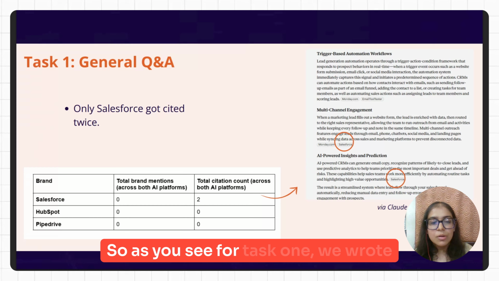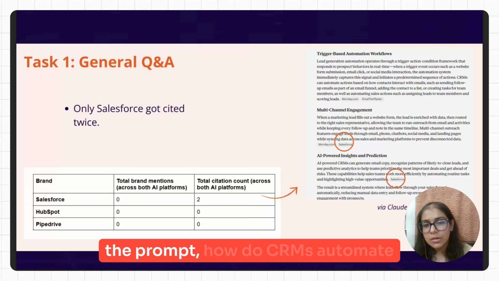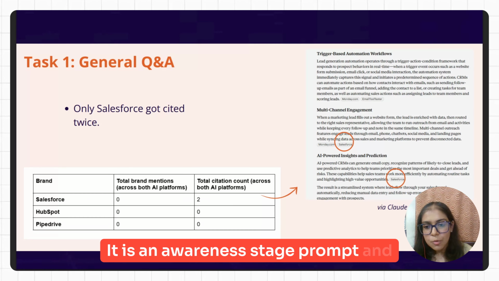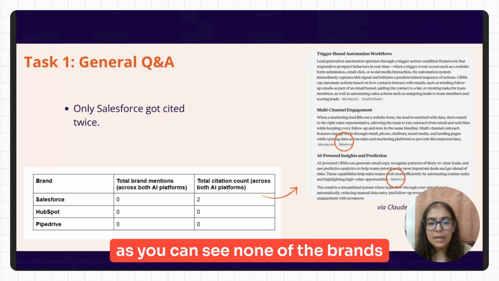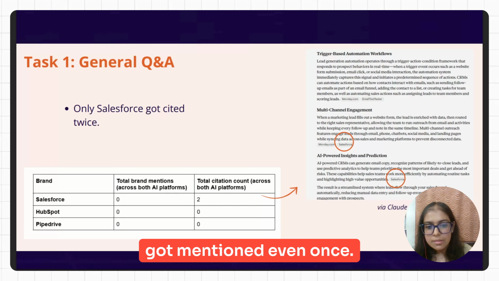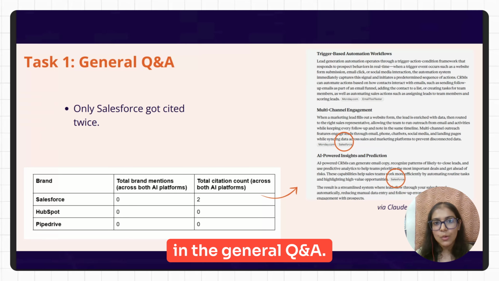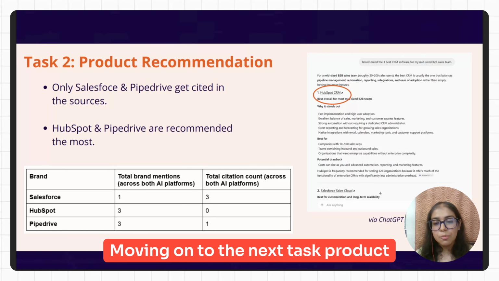So as you see, for task 1, we wrote the prompt, how do CRMs automate lead generation? It is an awareness stage prompt, and as you can see, none of the brands got mentioned even once. However, Salesforce got cited twice in the general Q&A. Moving on to the next task, product recommendation.